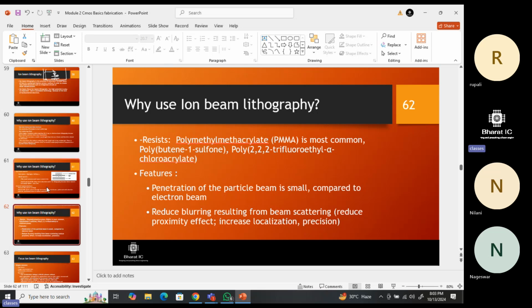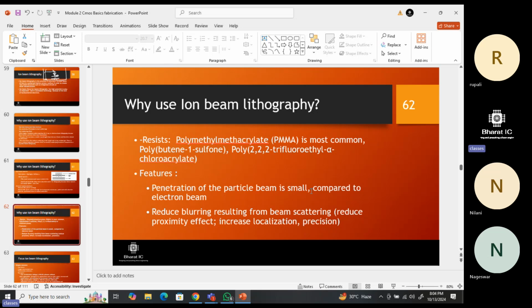The resist is PMMA. Simple. The feature is that the penetration of the particle beam is small compared to an electron beam in ion beam lithography, which reduces blurring resulting from beam scattering.